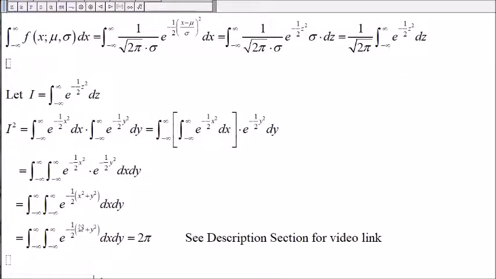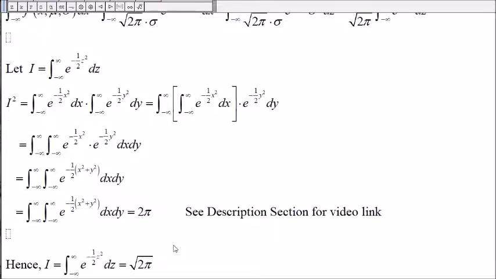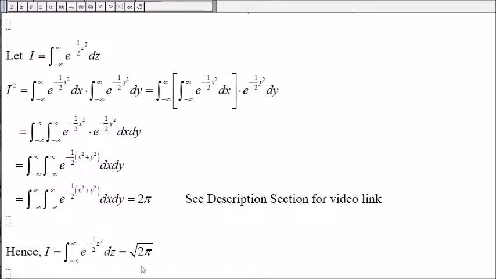In an earlier video, we have shown that the double integral with the function e to the negative 1/2 x squared plus y squared is equal to 2 pi. See the description section of this video for the link. And so I squared is equal to 2 pi. And so I will be the square root of 2 pi.